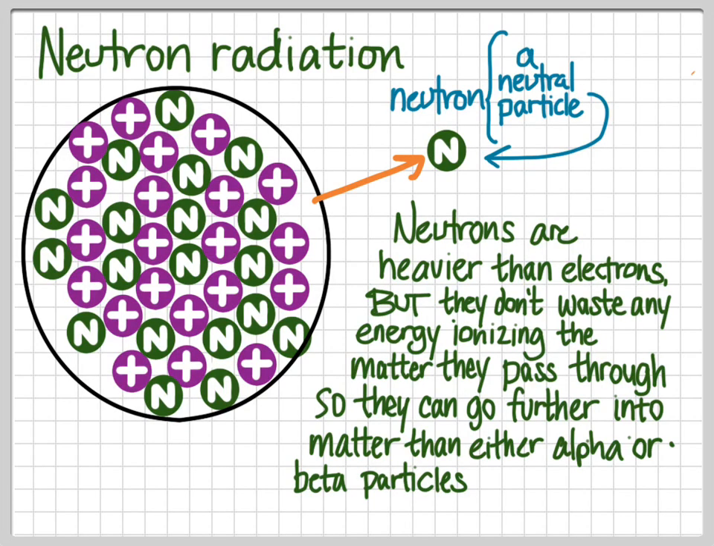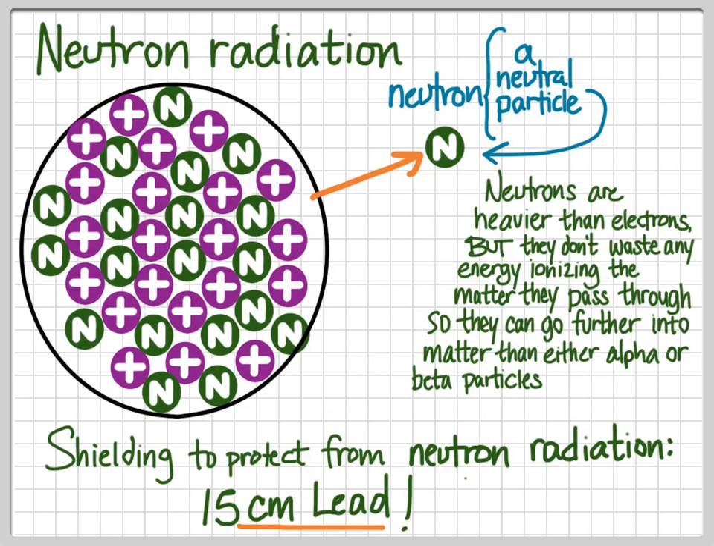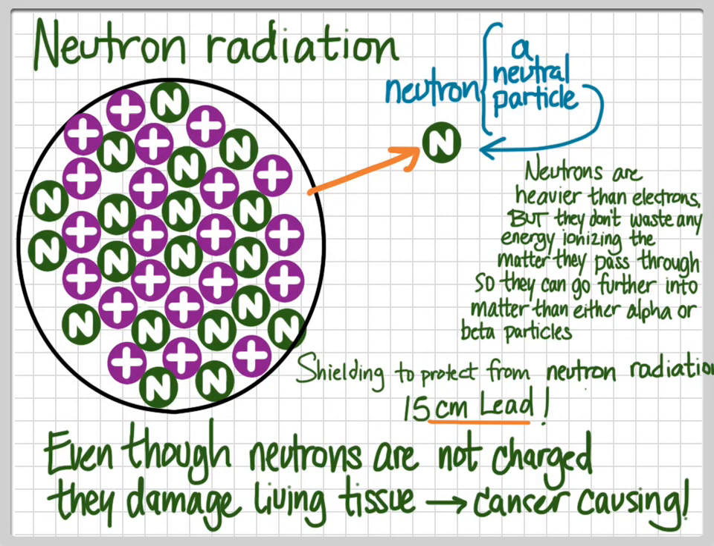What does it take to shield living tissue from neutron radiation? About 15 centimeters of lead. So for reference, a normal sheet of paper is about 20 centimeters wide. So a little bit less than the width of a normal sheet of paper, but in lead. And even though neutrons aren't charged, they do pretty serious damage to living tissue. They are known to cause cancer.